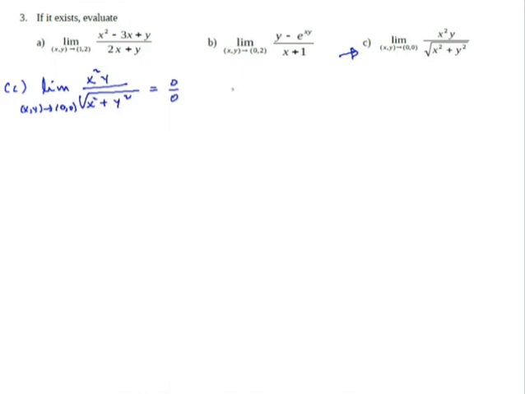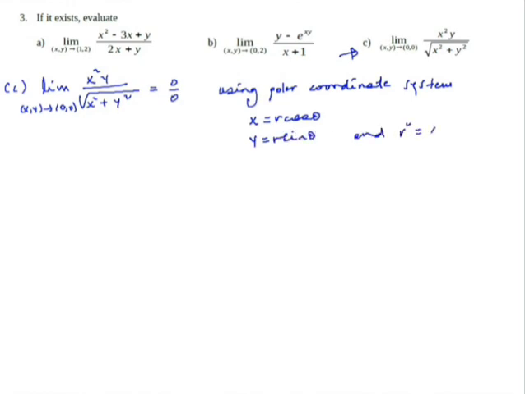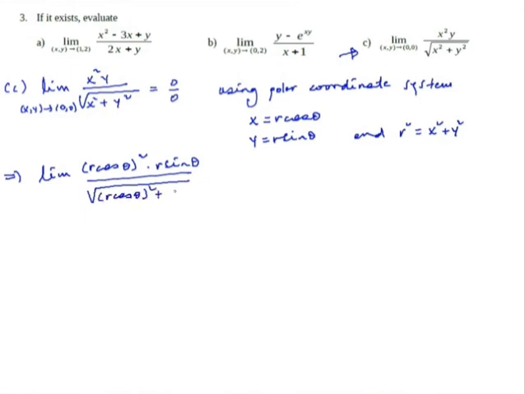ፖላር ኮኦርዲኔት ሲስተም እንጠቀማለን ማለት ነው። We replace x by r cos theta and y by r sin theta and r square is x square plus y square. ፖላር ኮኦርዲኔት ስንጠቀም ይሄንን ሰብስቲቱሽን ነው የምንጠቀመው። So the given limit becomes the limit of x square is (r cos theta) square and y is r sin theta over radical (r cos theta) square plus (r sin theta) square as r approaches 0.